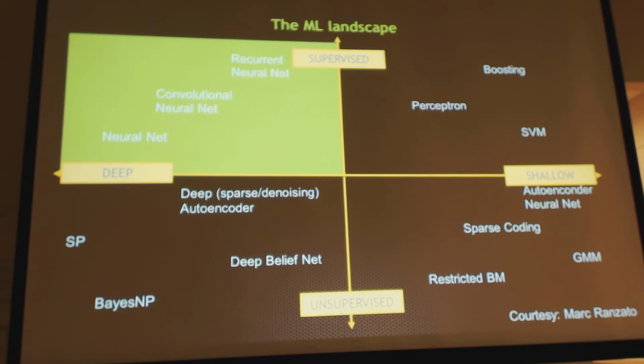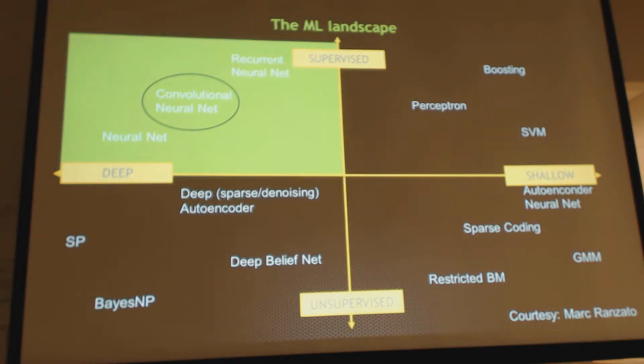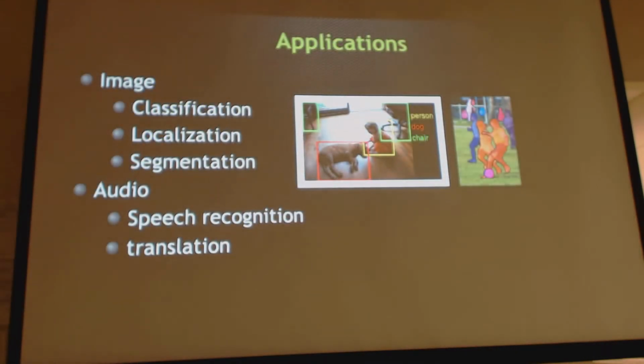It's the spectrum of the way machine learning is laid out today. The two orthogonal axes are supervised, unsupervised, deep and shallow. The application we're going to be working with today is a convolutional neural net, and that's where it lies in this entire landscape of various machine learning algorithms. The applications for this primarily are in the image and the audio field.